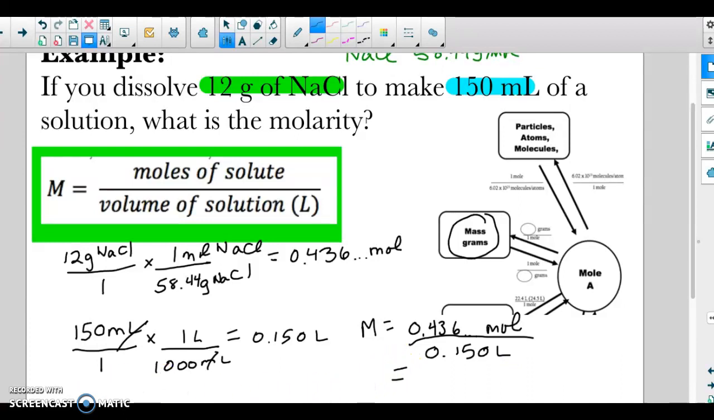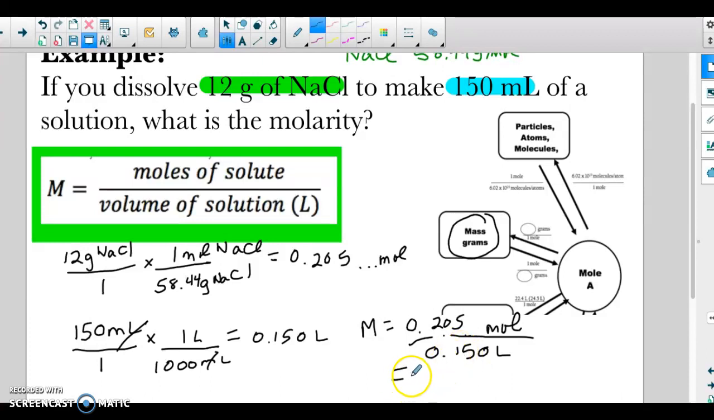I don't have the answer, so hold on. Okay, I actually found an error. I was using the previous problem. Everything's right except for the answer, which will change this down here. So when I do 12 divided by 58.44, I get 0.205, and that's moles. I'm going to put that number in my calculator, divided by 0.150.